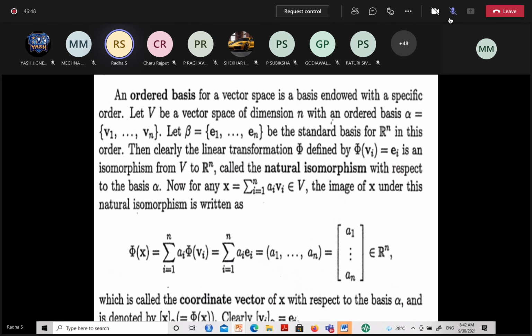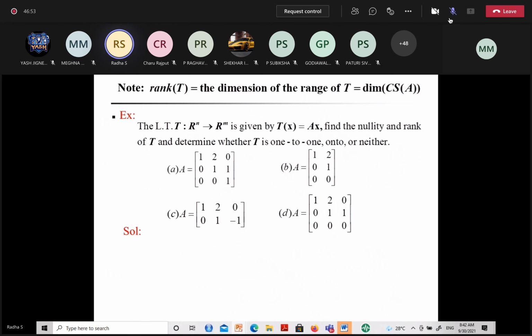Just 1 minute I'll take for going through all these things. Can you see this? At least comment on one question. First question: what is the rank of this linear transformation? Rank is 3. So nullity? 0. Okay.